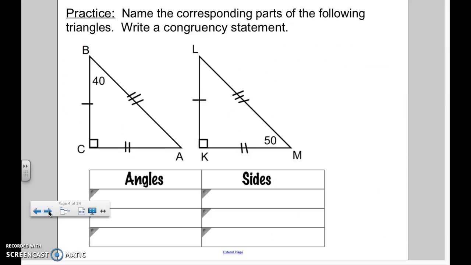So now, instead of just naming how they are corresponding and congruent, we're going to take their final answer and go back and make a congruency statement. So again, at this time, I would like for you to try to set up all your corresponding parts. Pause the video, try it, restart it to see if you've got everything correct.